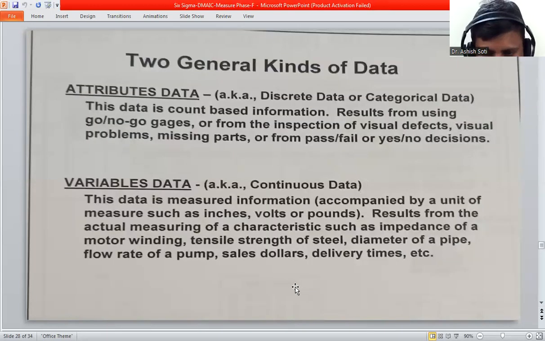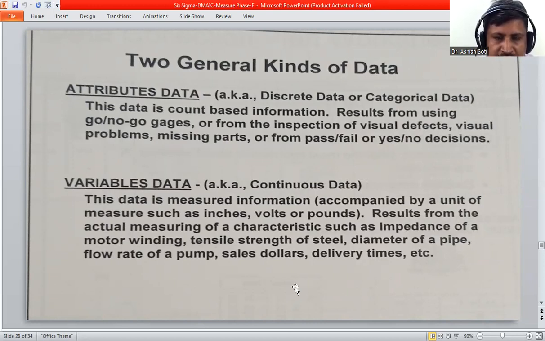Now another thing is we have to talk about the data. There are two kinds of data. When we talk about data collection, we have to be careful that there is attribute data and variable data. Variable data is something which we can measure continuously using some measuring system, like tensile strength, diameter of a system, length or something. It is continuous in nature. But attribute data is yes, no kind of data, pass fail kind of data.